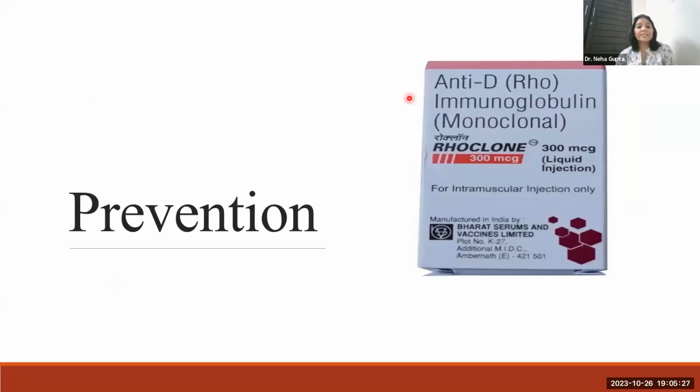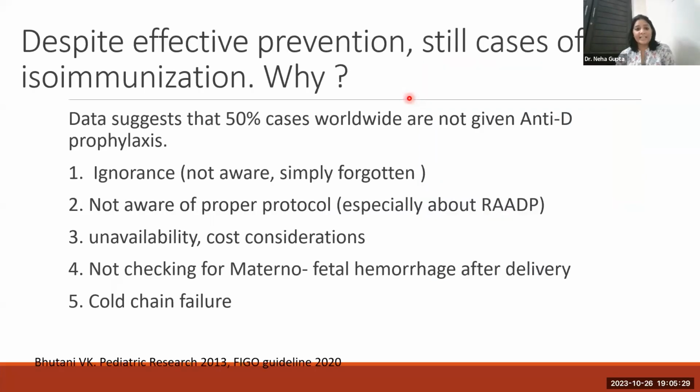Now, for 50 years, we have had prevention, that is anti-D, available. And despite such an effective prevention, cases of Rh isoimmunization are still there. 50% of cases worldwide are not given anti-D prophylaxis. It could be due to ignorance, not following a proper protocol, unavailability, cost considerations, cold chain failures, or not checking for maternal fetal hemorrhage after the delivery.